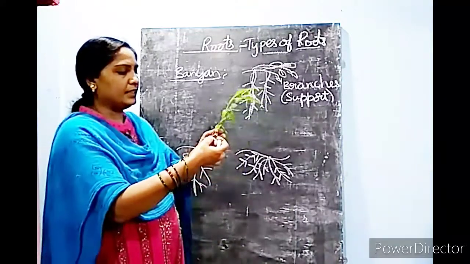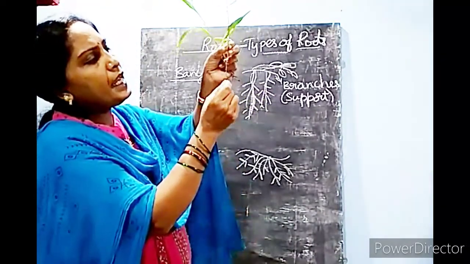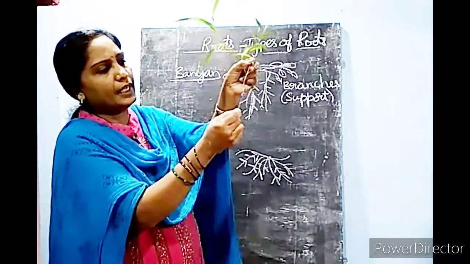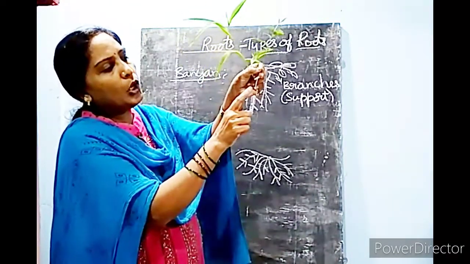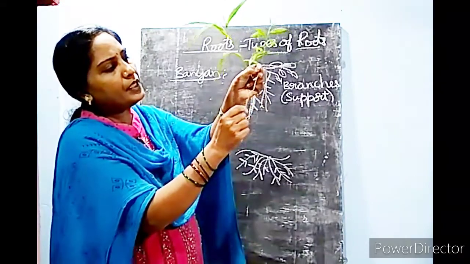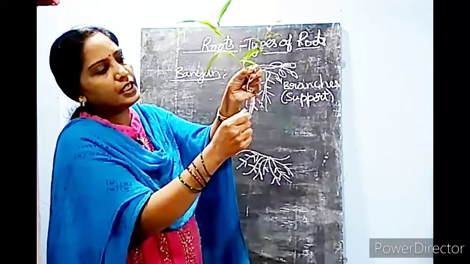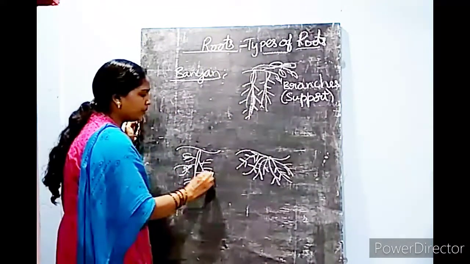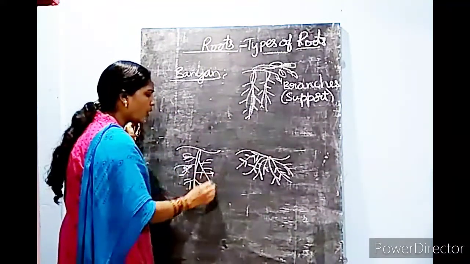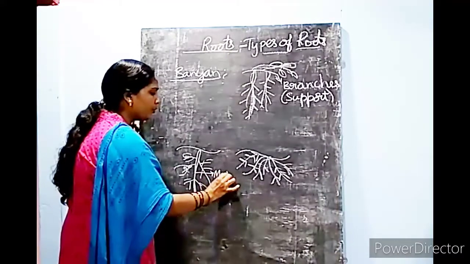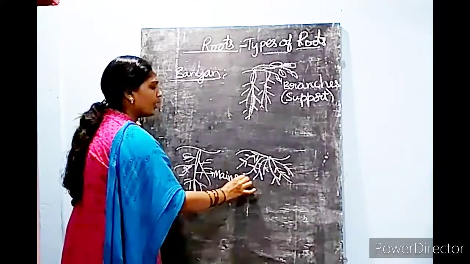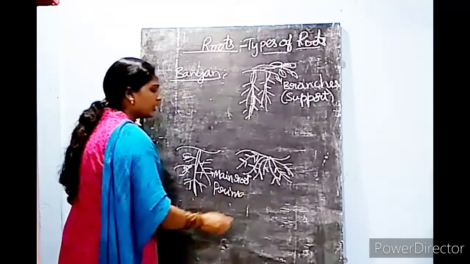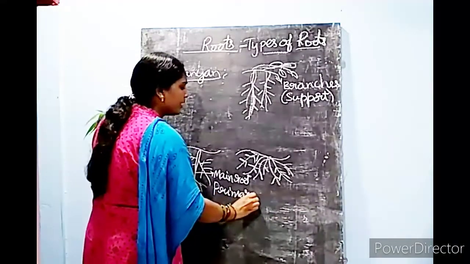This plant has a main root, a long main root, and small roots are coming from this main root. Are you able to see? Here also in the picture, you are able to see one main long root. The main root is also known as the primary root. We can also call it the primary root.